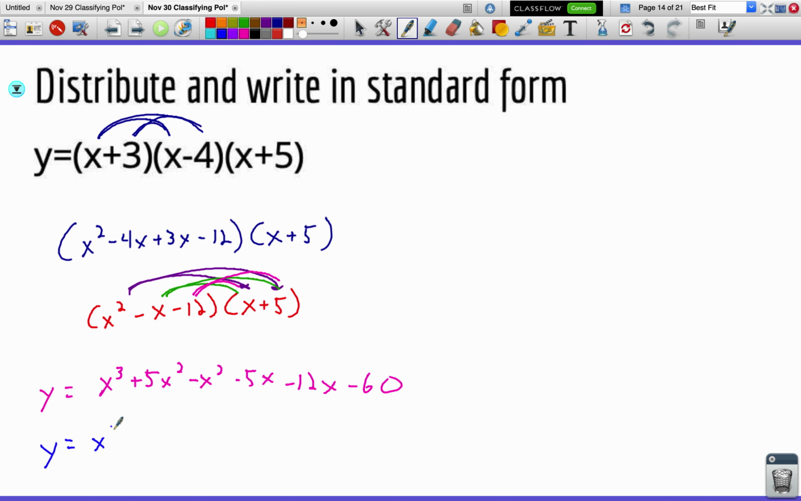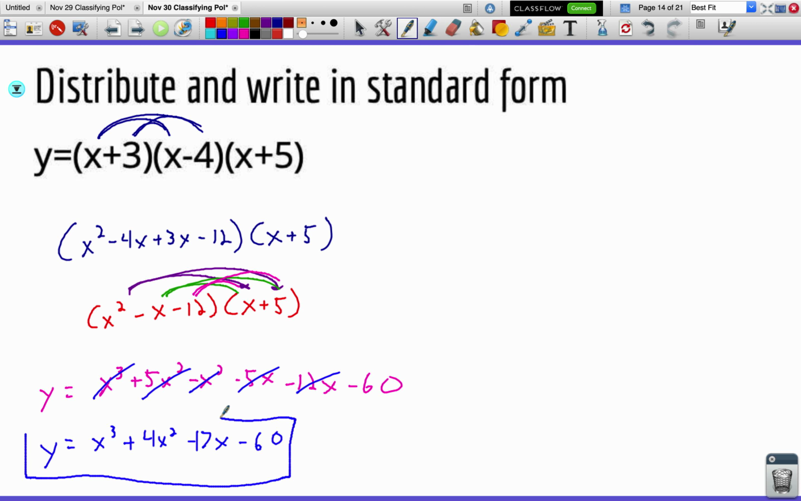y equals x cubed plus 4x squared minus 7x. Why, that's a negative. Minus 17x minus 60. And that is distributed and written in standard form. No more parentheses, and the exponents go 3, 2, 1, 0. So descending order of exponents for our terms.